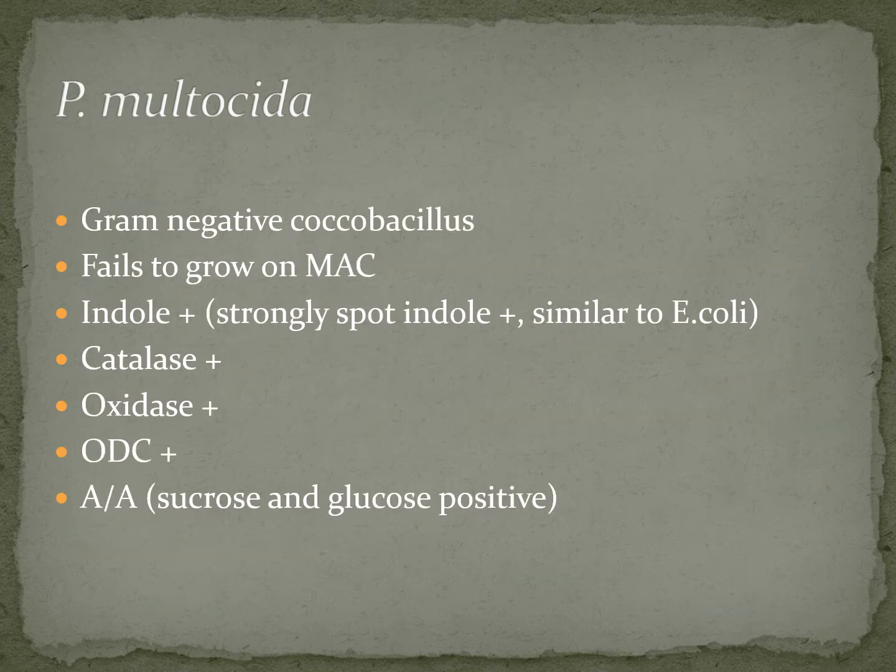Pasteurella multocida is a gram-negative coccobacillus. It's actually more of an ovoid bacillus, and the periphery is usually darker pink than the middle when you do a Gram stain. This organism fails to grow on MacConkey. Although there is a rare strain that could grow on MacConkey, most isolates of Pasteurella will not grow on MacConkey. They are strongly indole positive. They're strongly spot indole positive, similar to E. coli. They're catalase positive and oxidase positive, ornithine decarboxylase positive, and their TSI is going to be acid over acid.